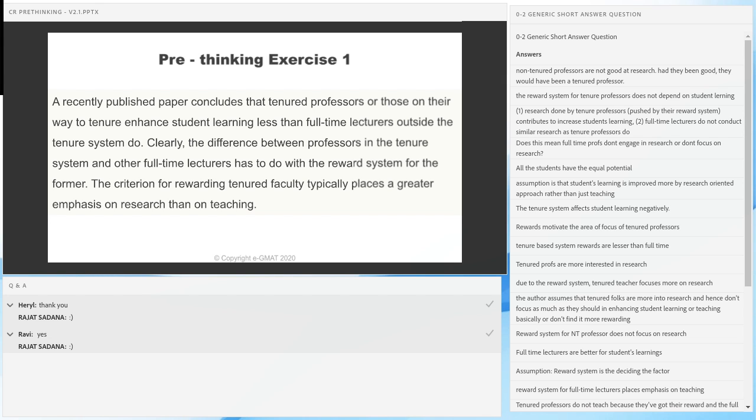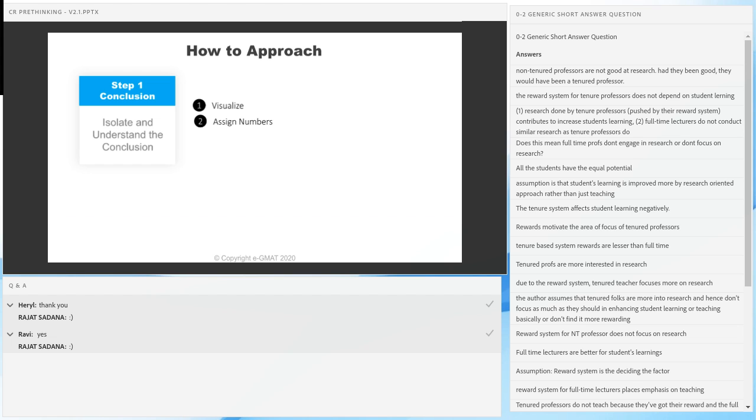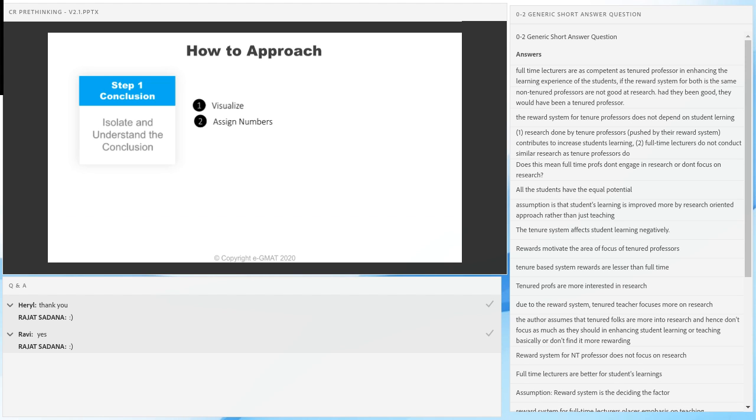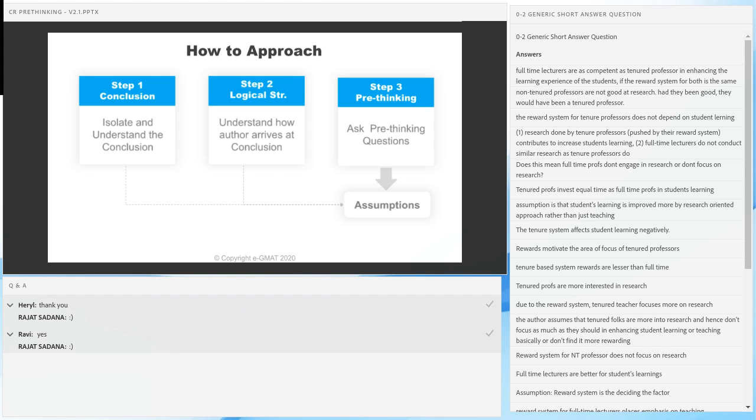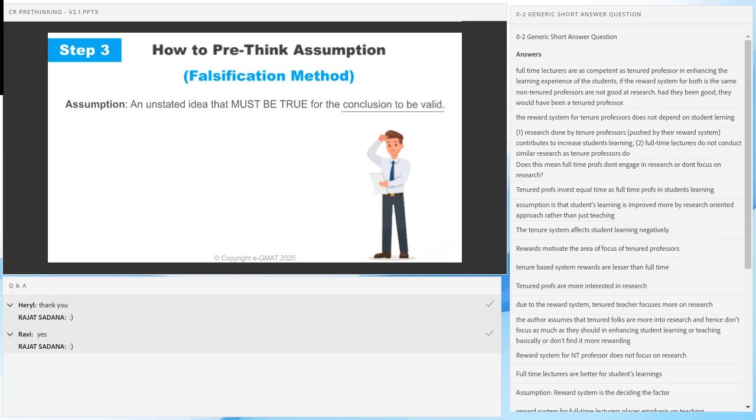All right. With that, let's move forward here. Okay. So how do we go about approaching this? And you guys can continue reading because I've been reading this for some time. So one of the first things we're going to do is figure out which statement is the conclusion, and we're going to visualize that conclusion. Then we're going to build that logical structure. We're going to understand what's the basis of that conclusion, and why does the author provide those data points? How does it help him justify his claim? And then we're going to ask the pre-thinking question, and then assumptions will come to us.